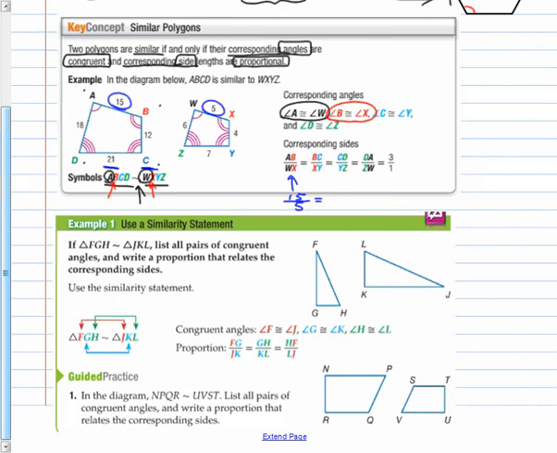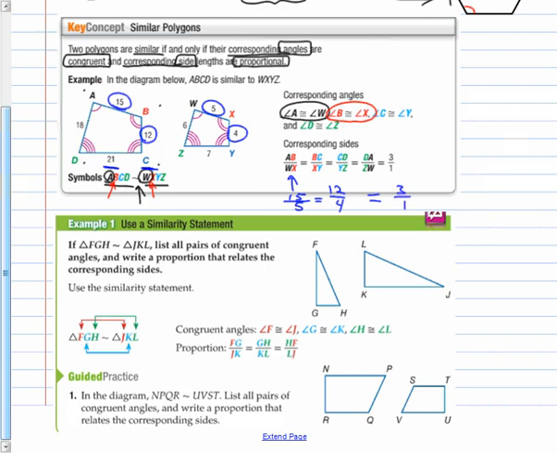Then BC, the next two letters. BC is 12. The second two letters are XY. XY is 4. 12 to 4. 15 to 5 should equal 12 to 4. They are the same proportion. We could reduce these. If I take 15 over 5, 5 goes into both of them. 5 goes into 15 3 times. 5 goes into 5 once. It reduces to 3 to 1.